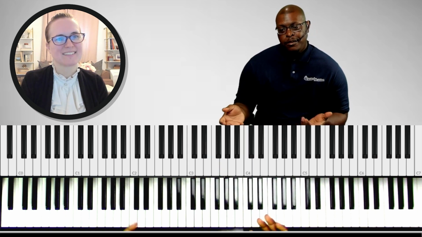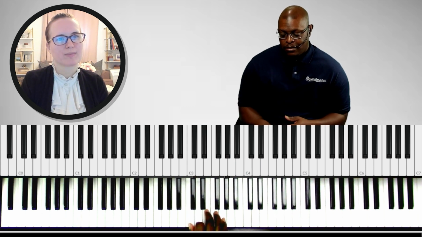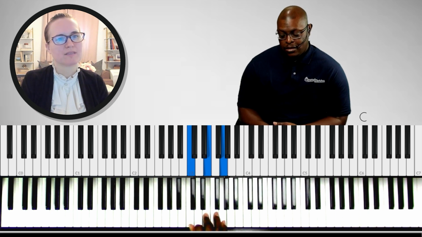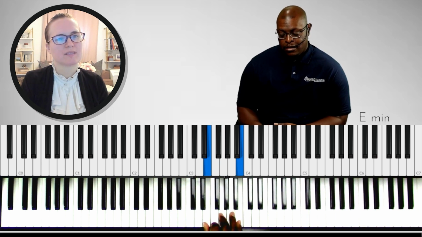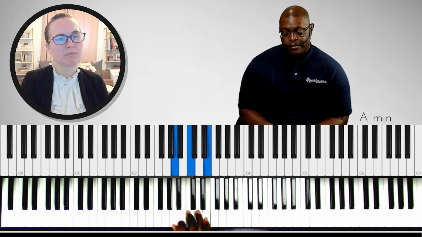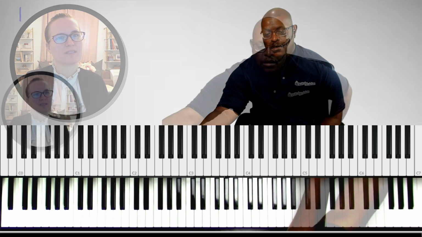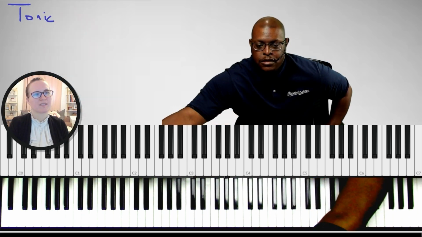So what does that mean? I can break these chords down into 3 main groups. We'll call one group the tonic group. So let's say the tonic group is comprised of C major, E minor, and A minor. So tonic, we have C, E minor, dash means minor, A minor.